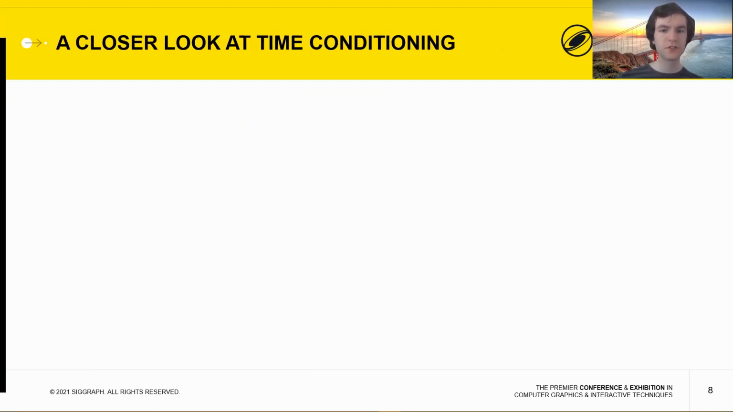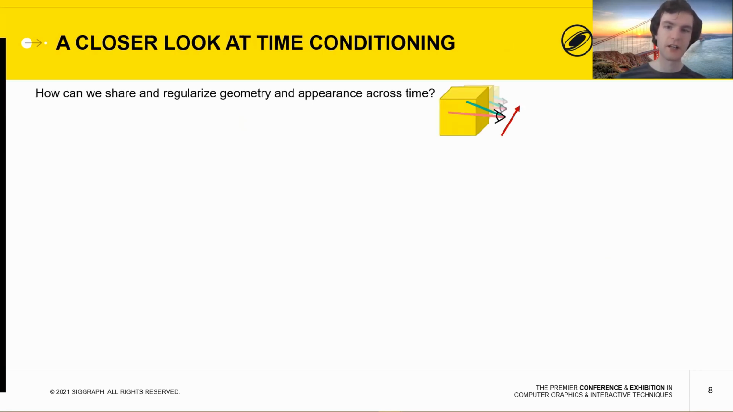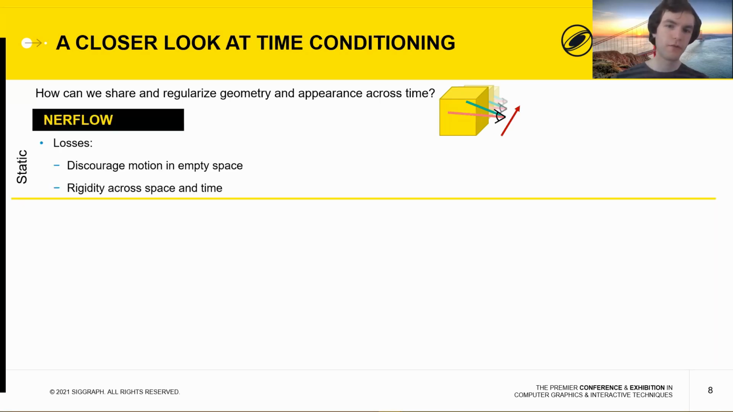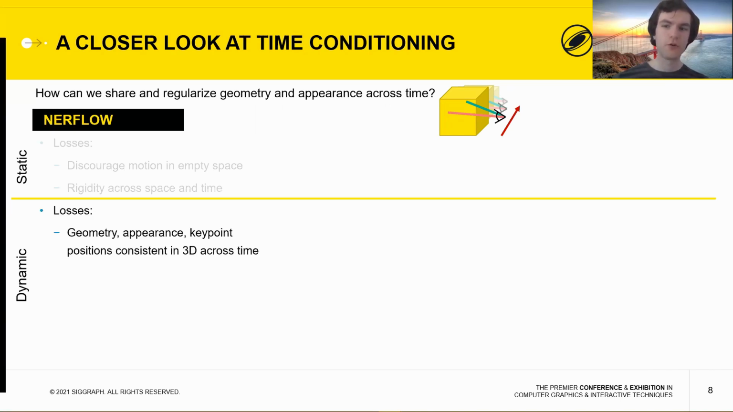So let's first take a closer look at time conditioning. How exactly can we share and regularize geometry and appearance across time? So NeRF flow uses several losses to handle static parts of the scene. But I want to focus on sharing information about dynamic objects across time. NeRF flow encourages the geometry, appearance, and key point positions in 3D to be consistent across time.